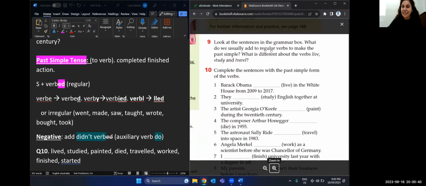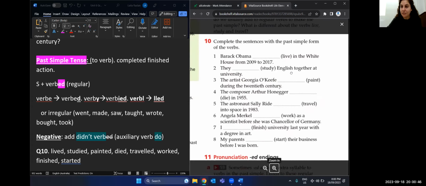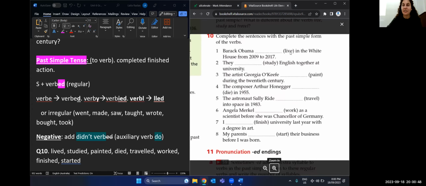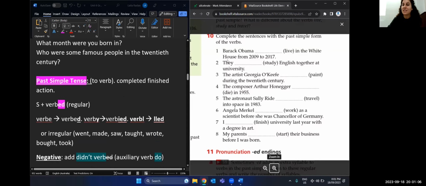Number 10, complete the sentences with the past simple form of the verb. So remember the infinitive is in the bracket. The infinitive means I haven't changed the verb. Live, study, love, speak. I haven't changed it in the past, present, or future. But now we are going to take the infinitive verb and change it into the past simple. So let's do it together.